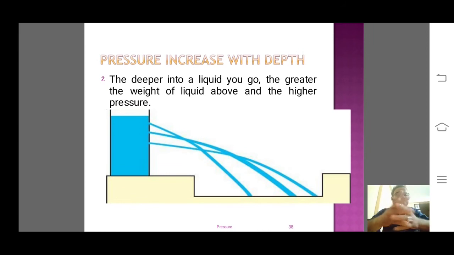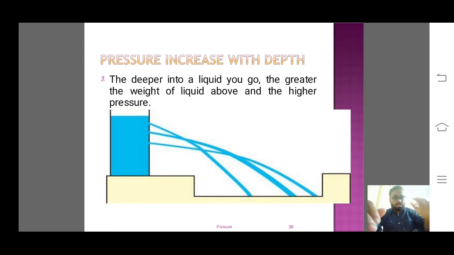Then you have pressure increases with depth. I guess you have done this earlier. There is a container of liquid and holes are made at different heights. The water from the hole at the bottom goes out to the farthest position, which means water is exerting more pressure below than at the top. So with the increase in depth, the pressure increases.